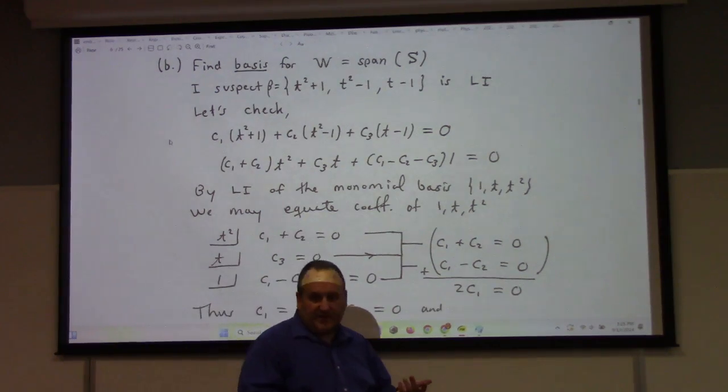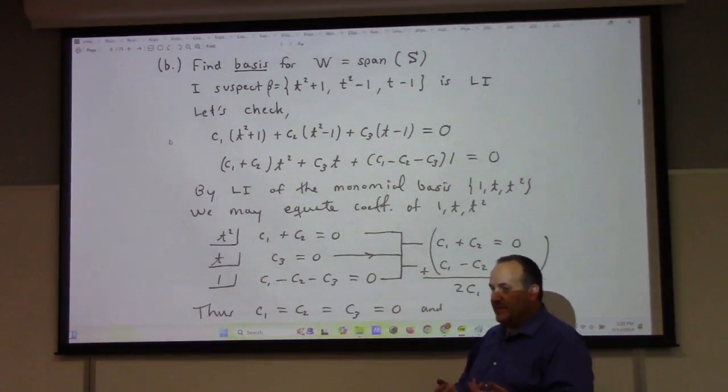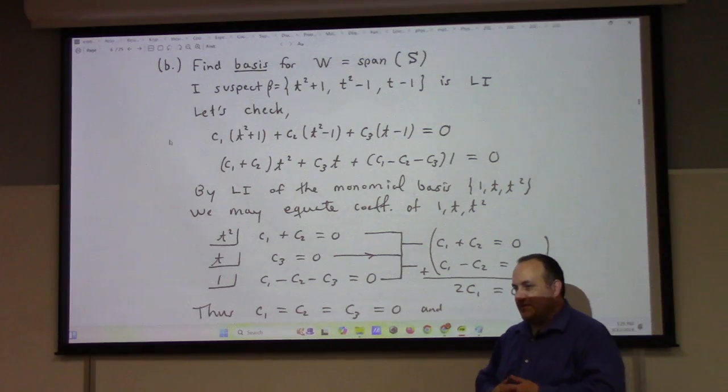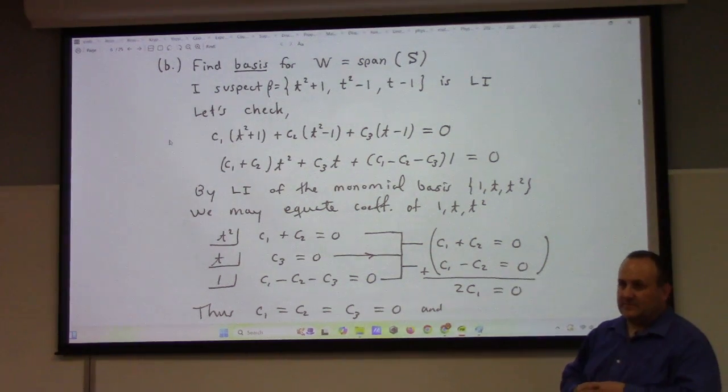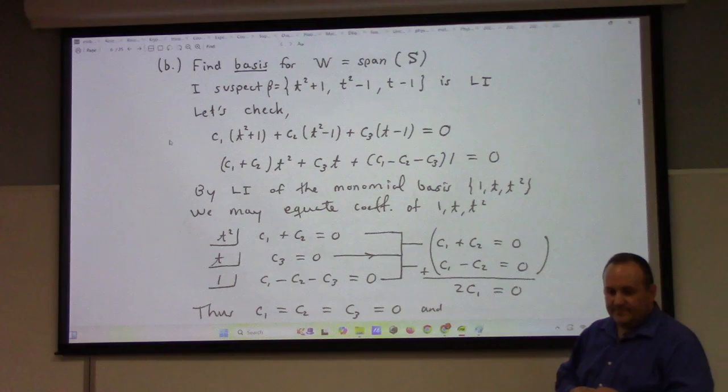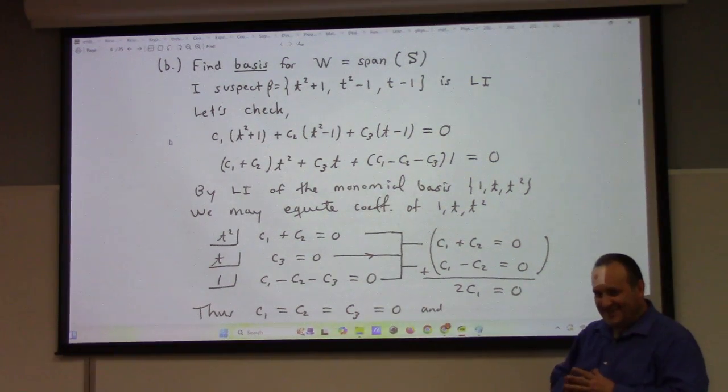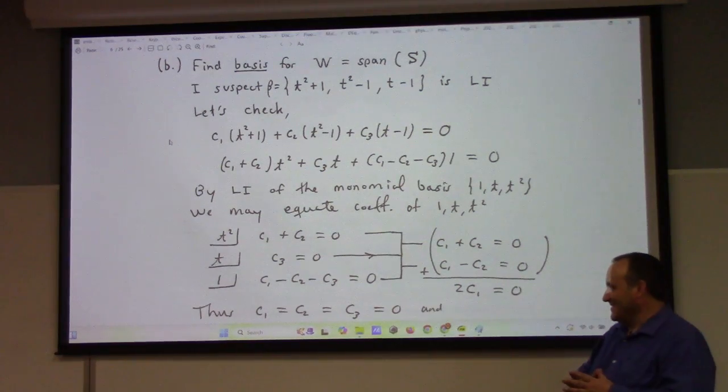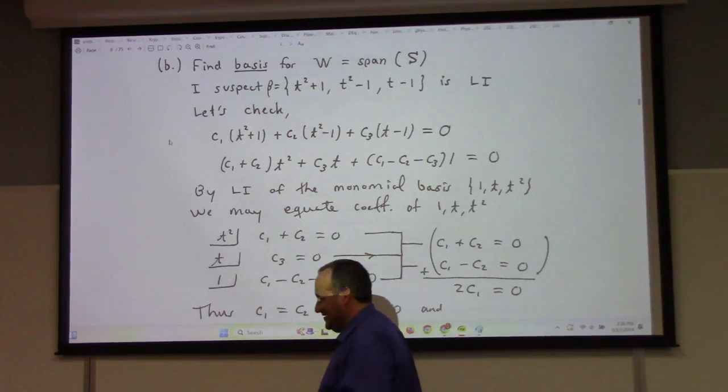I've never proved that in here, right? Maybe that would be a good test question. Prove the linear independence of the monomial basis. How would you do it? Don't know? That's a perfect test question then. Let's see here. Just do that.